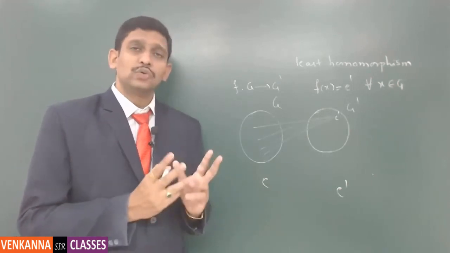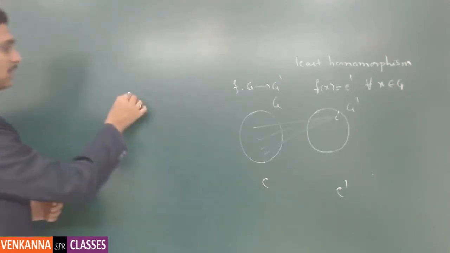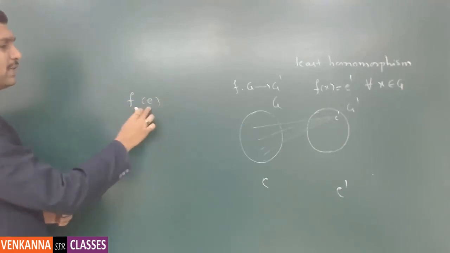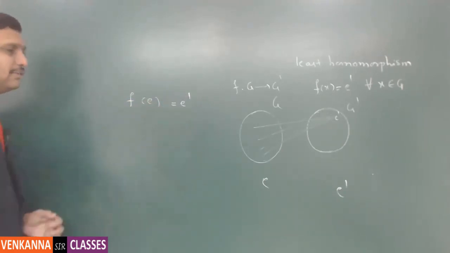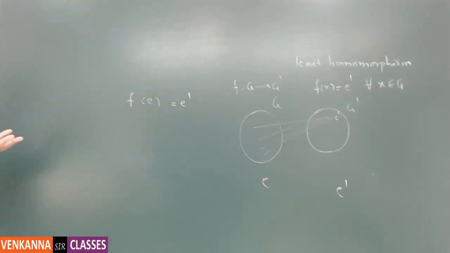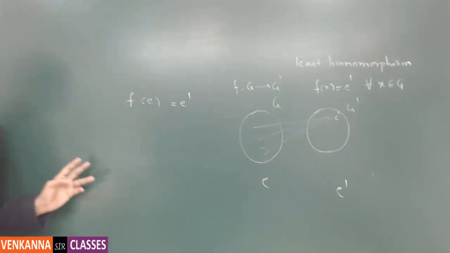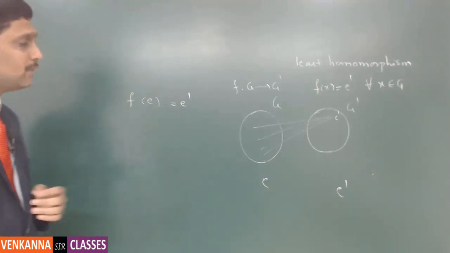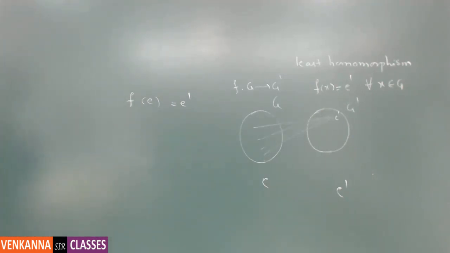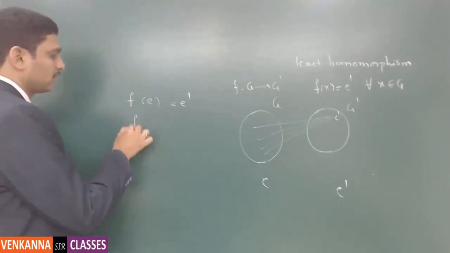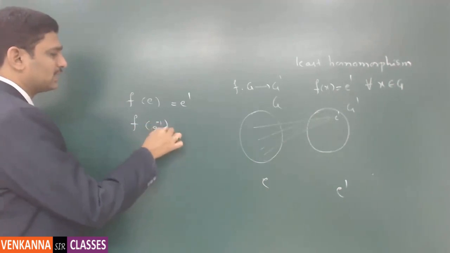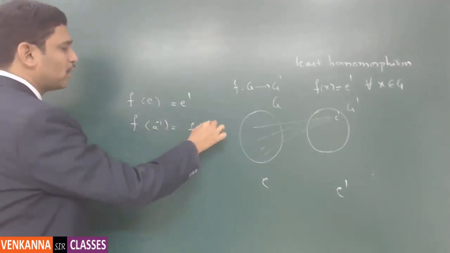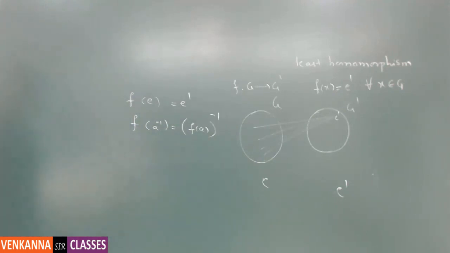Then two important things we have to understand is, always the image of identity is nothing but identity. There is a small proof, but proof is not required for you. So always, image of identity is nothing but identity. And the image of A inverse is nothing but f of A whole inverse under the homomorphism. Right? You please take a note of these things.